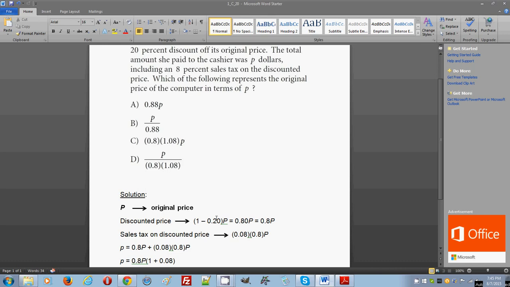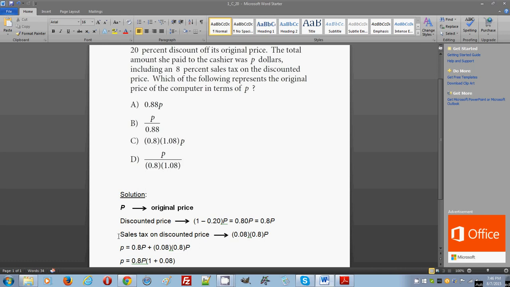And if you know that 20% corresponds to a decimal, 0.20, in other words 2/10, right? So 1 minus 2/10 is equal to 8/10, right? 8/10 times P, so 0.8P. 8/10 times P is the discounted price that Alma pays. See? She pays 80% of the original price.